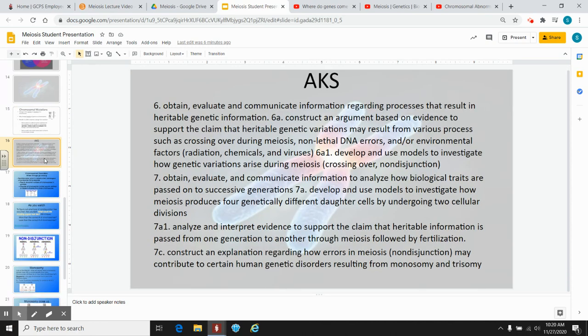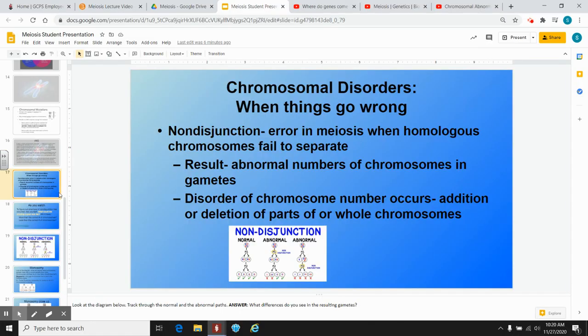So again, here's your AKS. We are going to be focused on two types, monosomy and trisomy. And you are going to want to know what they are, how they happen, and what the result is there, okay? So when we talk about chromosomal disorders, when things go wrong, non-disjunction, what does that mean?